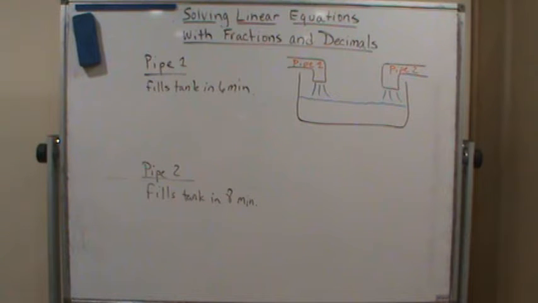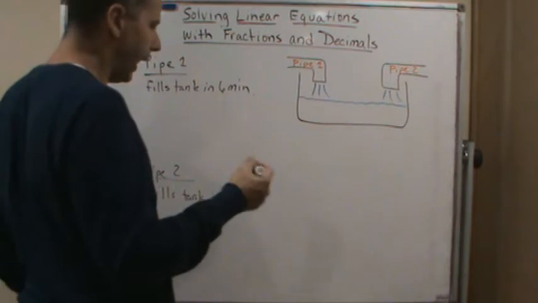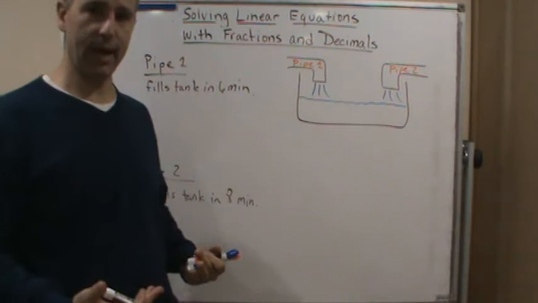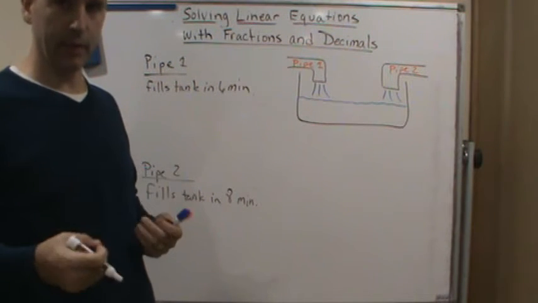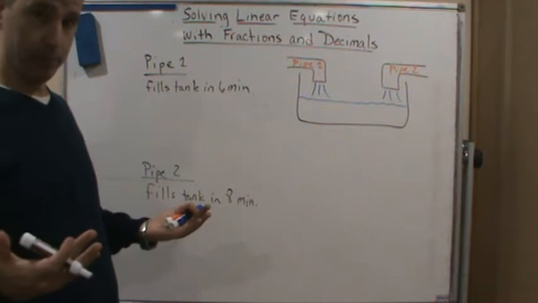Now, it says, how long does it take for both pipes together to fill the tank? How long is it going to take both pipes if we turned them on at the same time with an empty tank? How long would it take both of them to fill the tank? So this is a classic work rate problem.